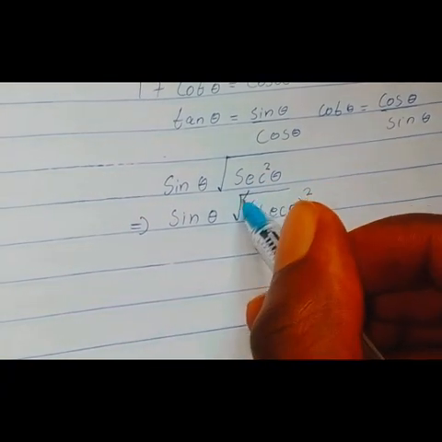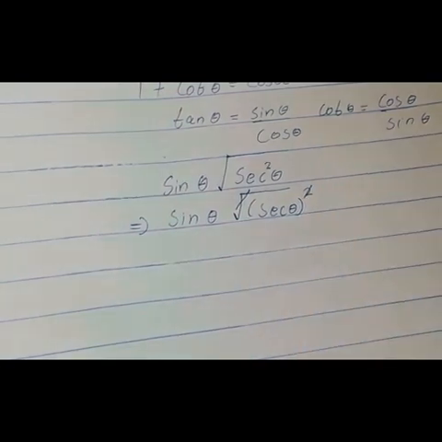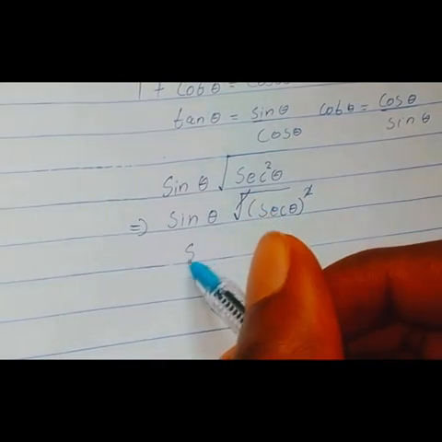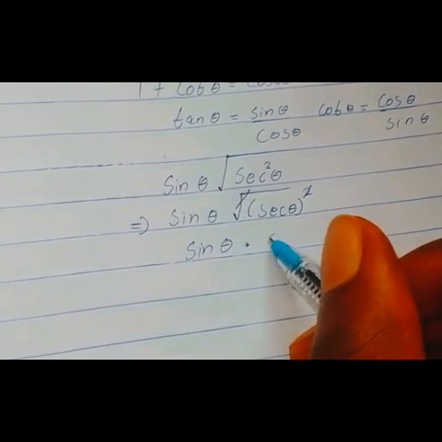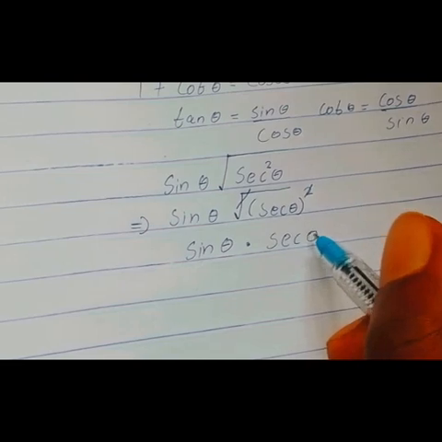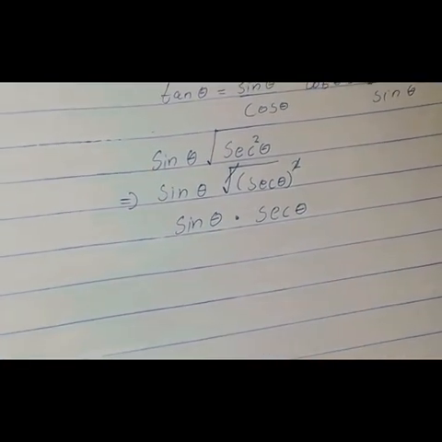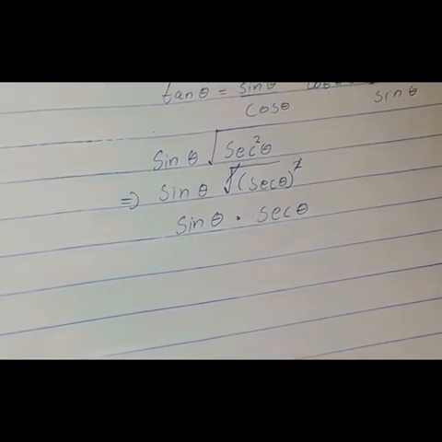Now from here, the square root cancels out the squared here. We are left with sine theta times sec theta. Now from here, if you don't know the inverse ratio again, from here you'll be lost, right?